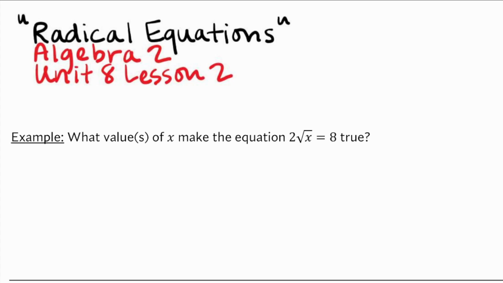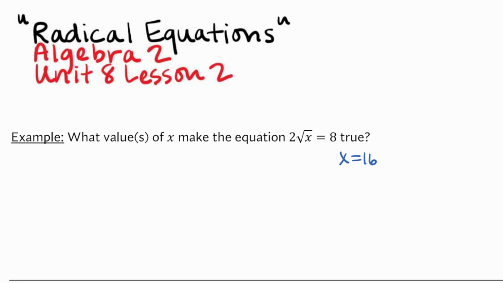What values of x make the equation 2 square root of x equals 8 true? And I think this is one we can solve with our eyes. We can look at this and say, okay, well, I need this square root of x to be 4, and I need to plug in 16 to x for square root of x to be 4 and for 2 times 4 to equal 8 and the equation to be true. So I say I'm looking for probably x equals 16.